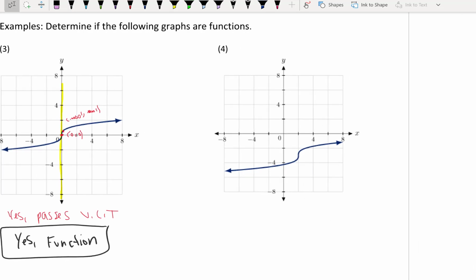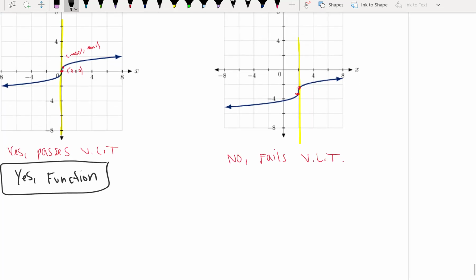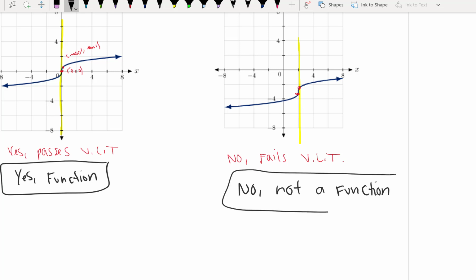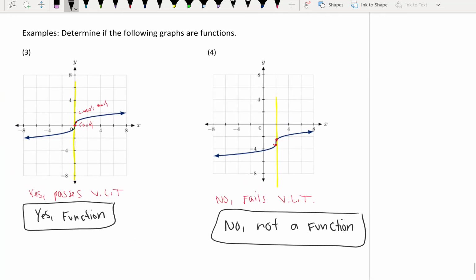For number 4, I'm looking at this and I'm like, okay, if I were to draw a vertical line, let's say here, we actually have this vertical line intersect it twice. So this is going to be no, it fails the vertical line test. So we are going to say no, not a function. The difference is very small, but you can still see it between example 3 and number 4.